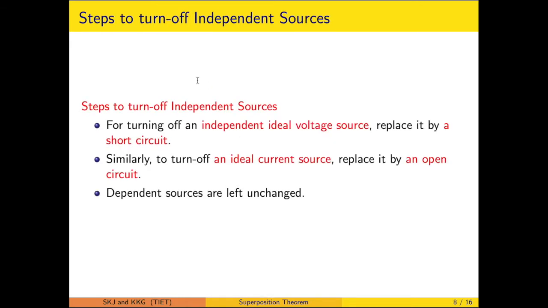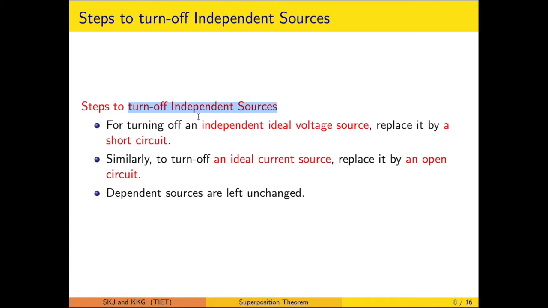To turn off the independent sources, there is a well established procedure: to turn off an independent voltage source, replace it by a short circuit, and to turn off an ideal current source, replace it by an open circuit.